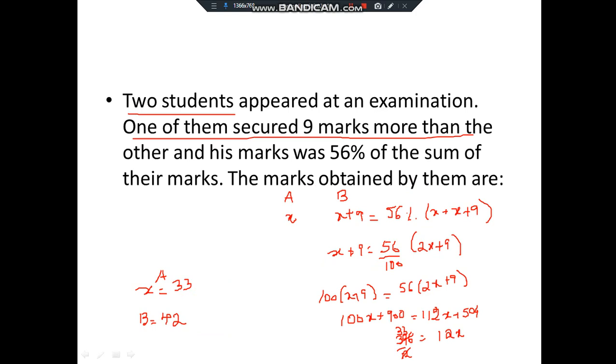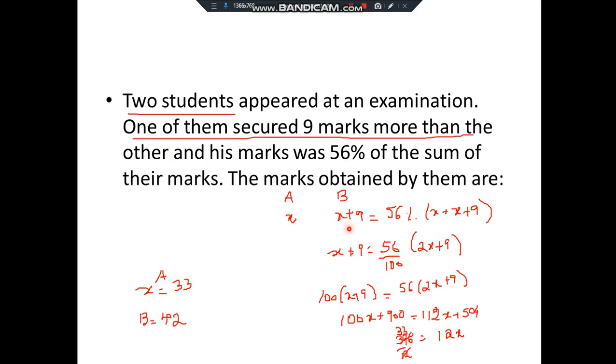Two students appeared at an examination. One of them secured 9 marks more than the other, and his mark was 56% of the sum of their marks. The marks obtained by them are? We have to find the marks obtained by the two persons. Let us consider A and B, and X as one person's mark and X plus 9 as another person's mark, since they have told one of them secured 9 marks more than the other. So X plus 9.